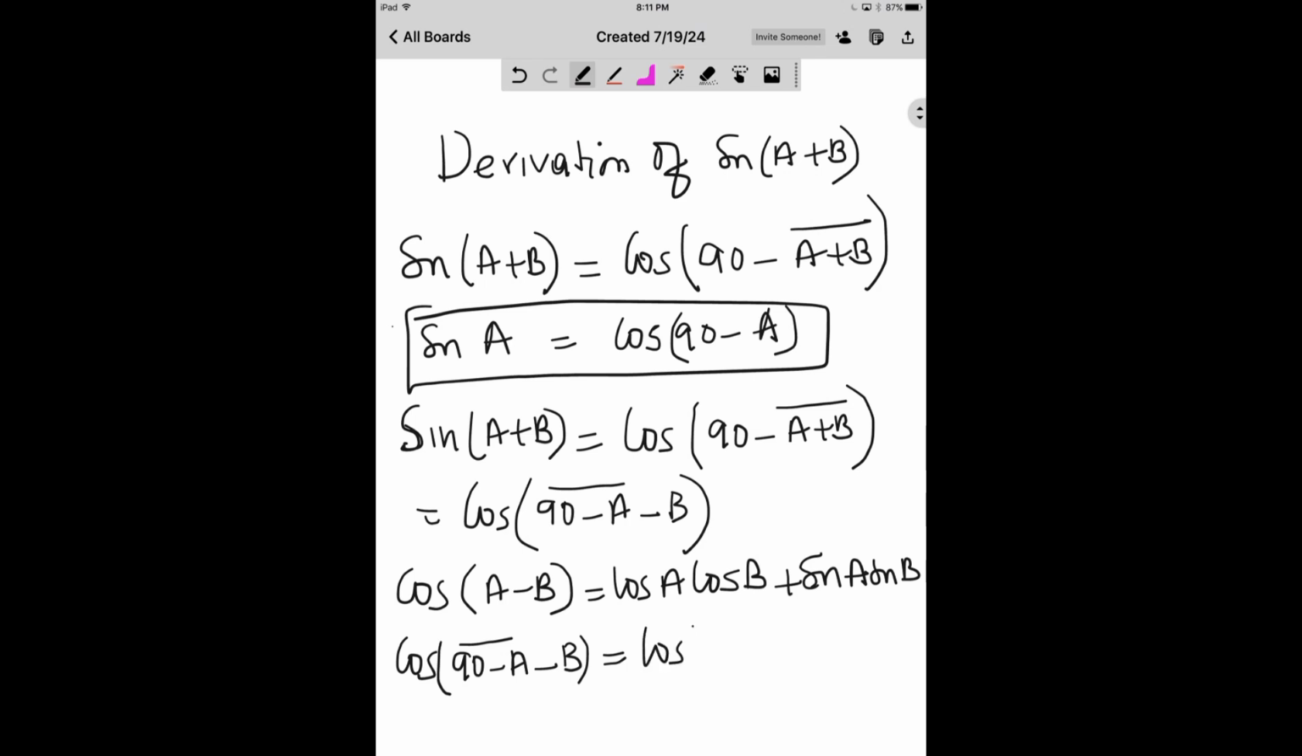Cos(90 - a) cos b plus sin(90 - a) sin b.